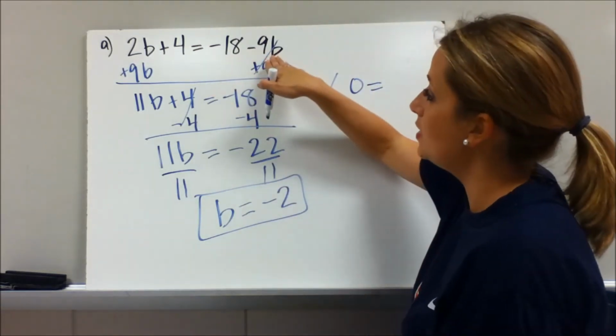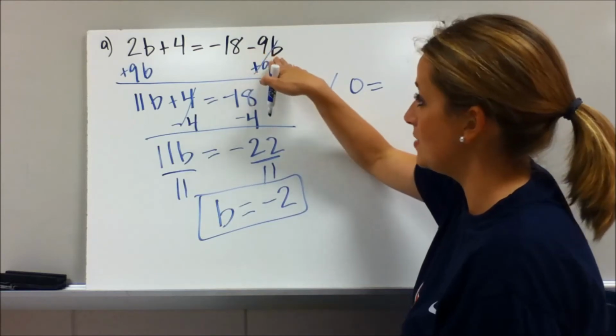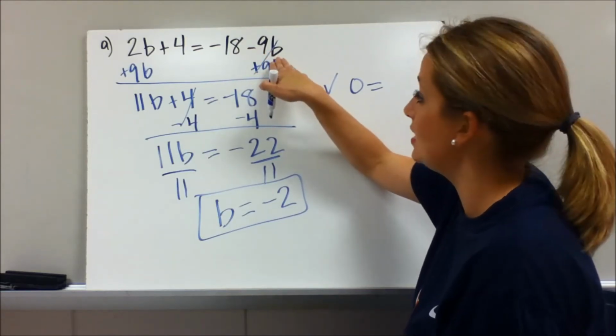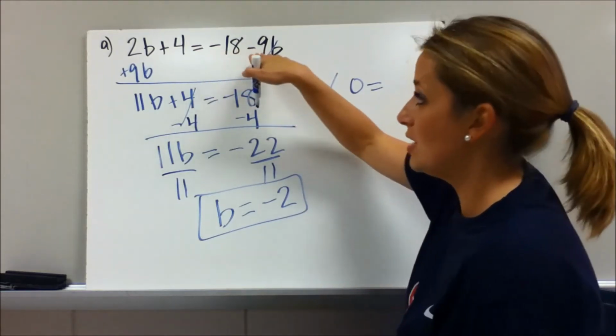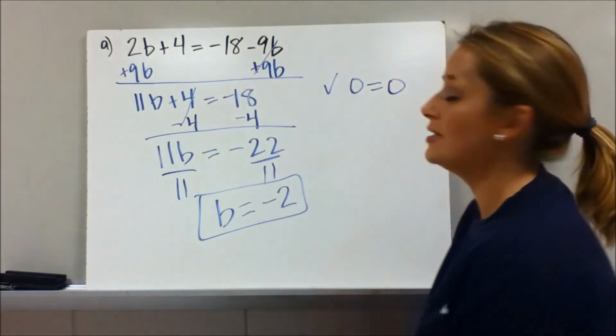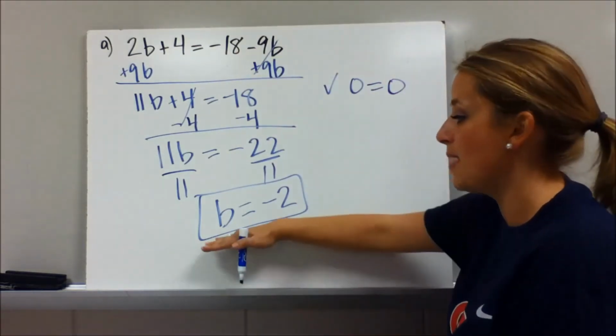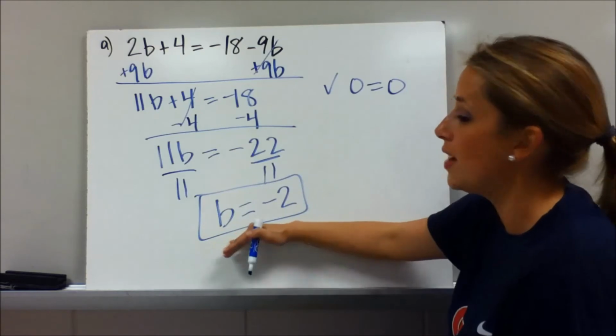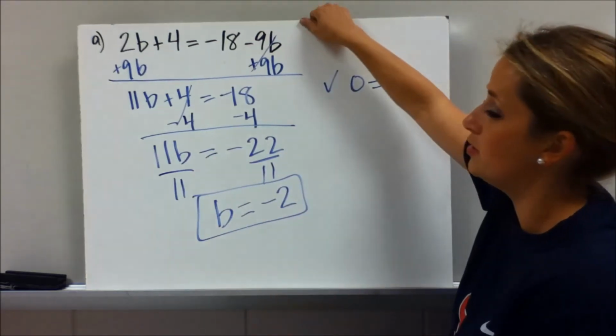So if I put negative 2 in here, negative 9 times negative 2 is positive 18. When I have a negative 18 and a positive 18, that also combines to be 0. So it checks out, it balances, it makes the equation true. So I know that negative 2 is the real solution.